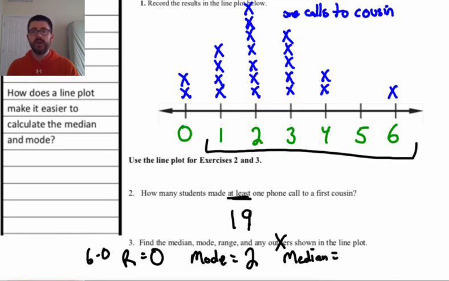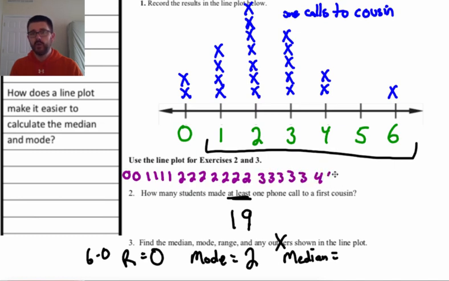Different people will tackle the median in different ways. But like I said, the nice part is my chart's in order. So some people will start crossing out x's from either end and work their way towards the middle. Other people will just write it out in a list. So I have 2 zeros. I have 1, 2, 3, 4 1s. I have 7 2s. I have 5 3s. I have 2 4s, and I have a 6. Notice it's already in order, nice and quick to write out in a list.